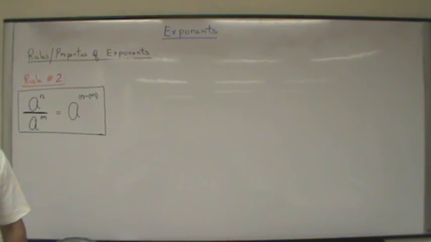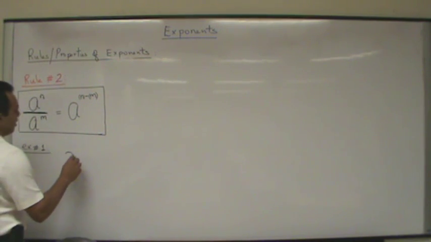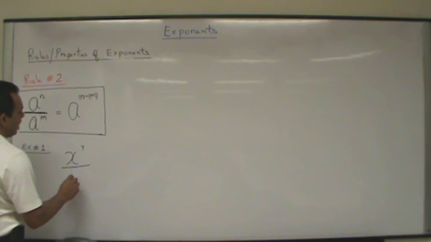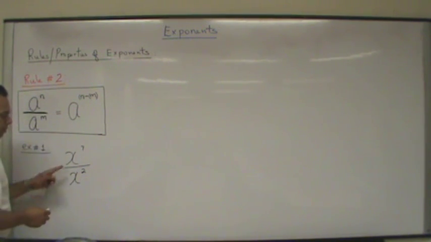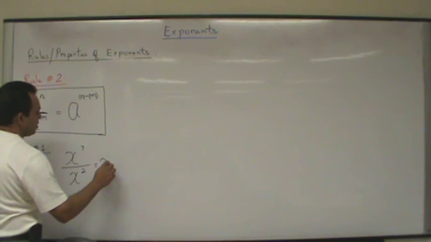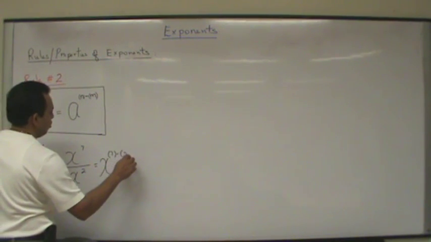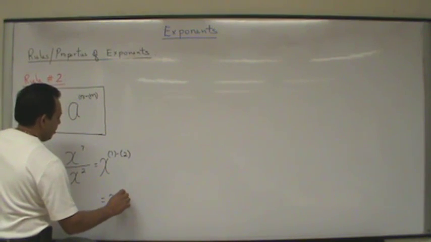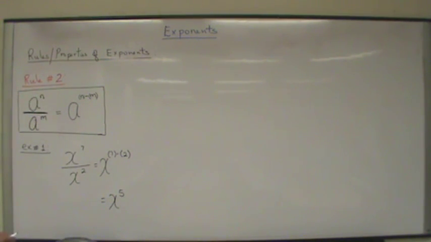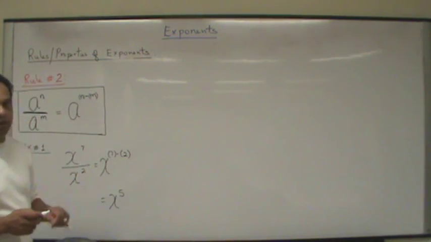And let's look at some examples following the rule. Example number 1. How about if I have x to the 7th power divided by x to the 2nd power? Bases are the same, so we'll keep the base, and 7 minus 2, and that becomes x to the 5th power. Okay, bases are the same. We kept the base, and we subtract the exponents. Always numerator minus denominator. The rule does not change. The numerator exponent always first.